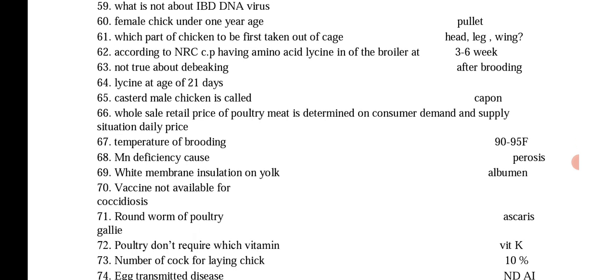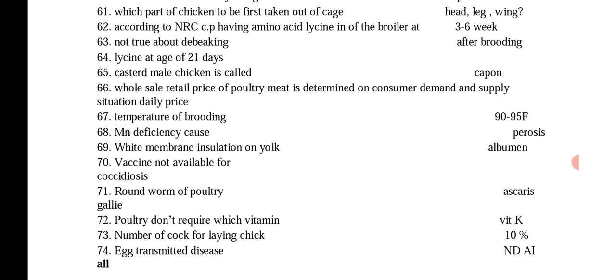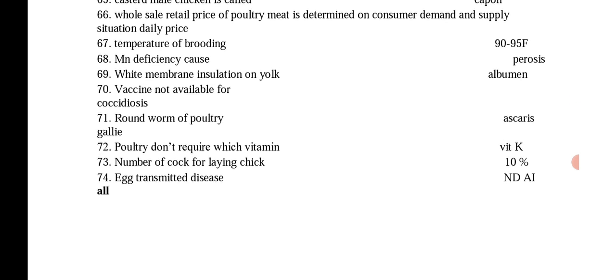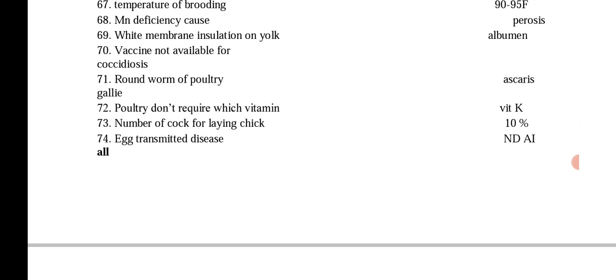The wholesale and retail price of poultry meat is determined by consumer demand and supply situation on a daily basis. The temperature of brooding is 90 to 95 degrees Fahrenheit. Manganese deficiency causes brucellosis. The white membrane in solution on yolk is albumin. Vaccine is not available for coccidiosis.